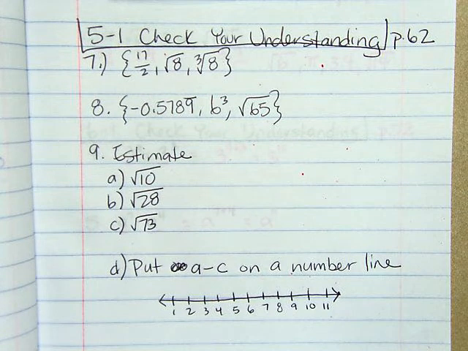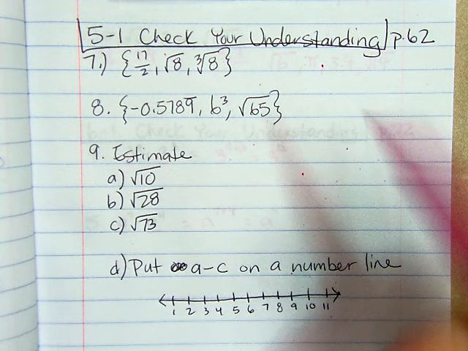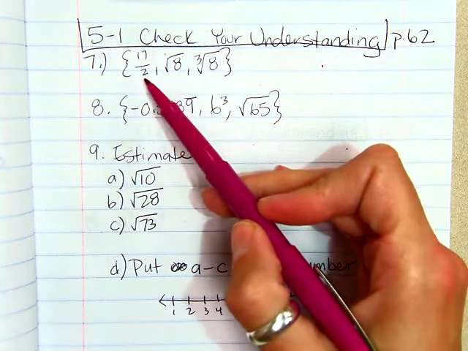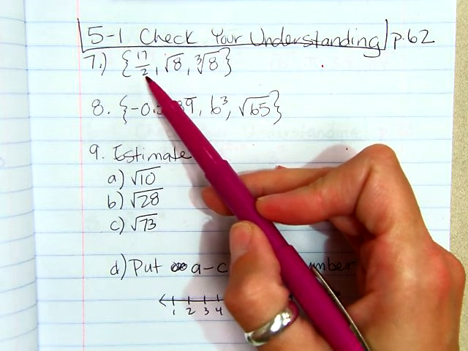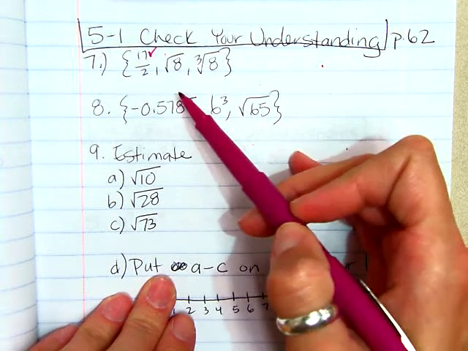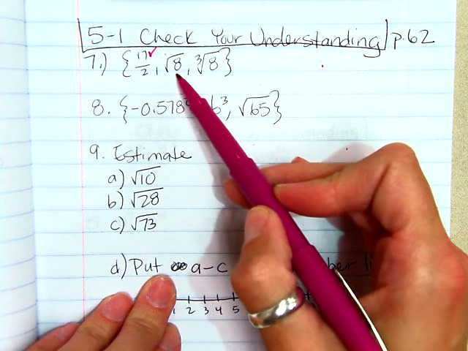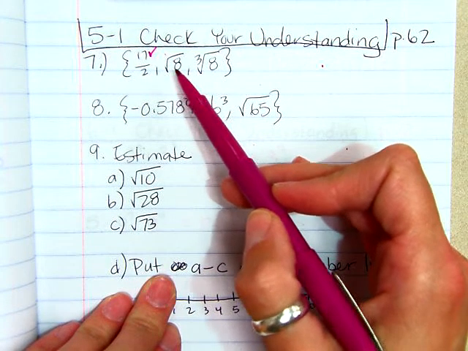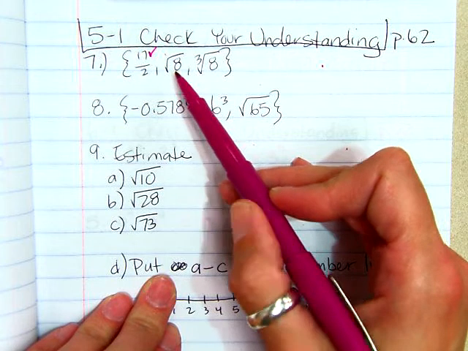So number 7 says name the irrational number in each set. If I went ahead and put this in my calculator, I would get a decimal that stops. But 17 divided by 2 is a fraction, so it's rational. The square root of 8, I'm going to come back to. I think that's my choice that I want to circle, but I want to make sure first.